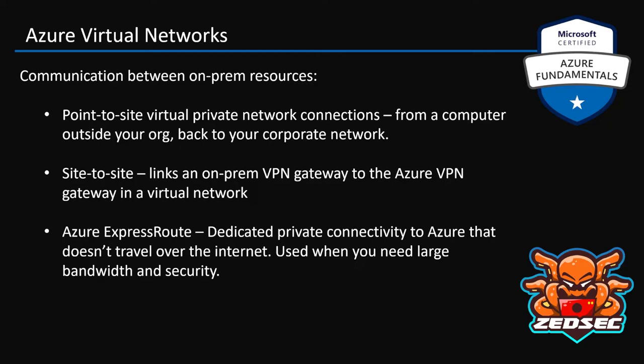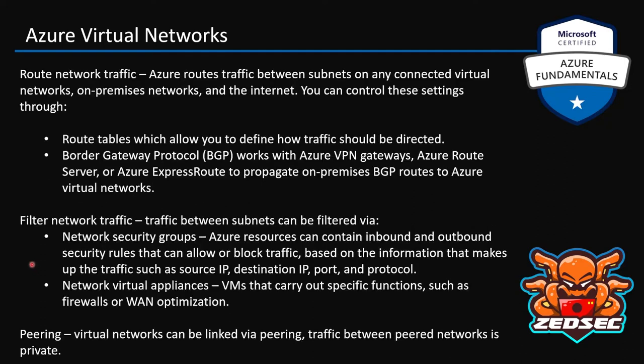It doesn't travel over the internet, and it's used when you need a large amount of bandwidth and security. You can also route network traffic. Azure routes traffic between subnets on any connected virtual network, on-prem network, and the internet. You can control these settings through route tables, which allow you to define how the traffic should be directed.